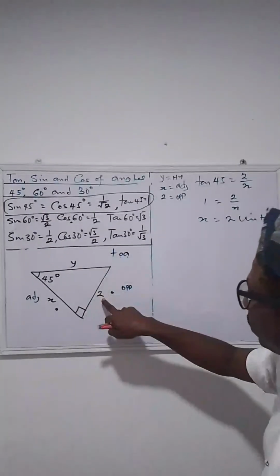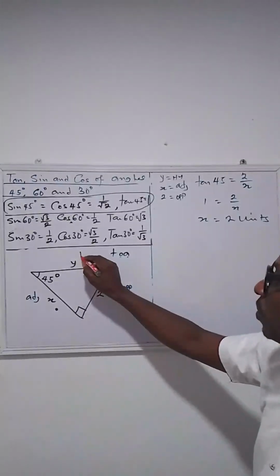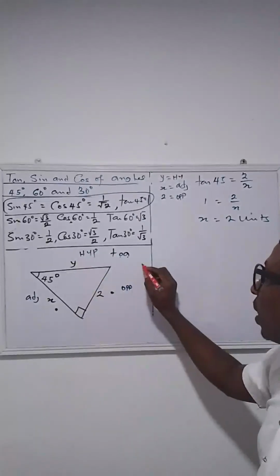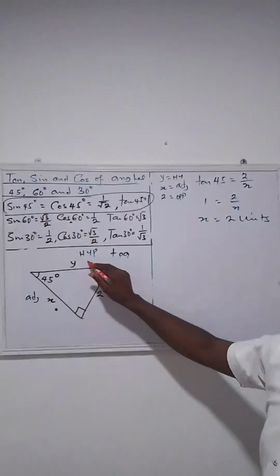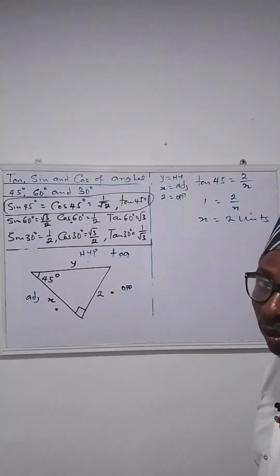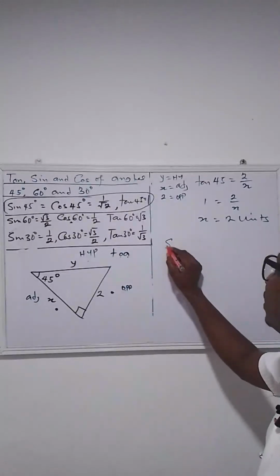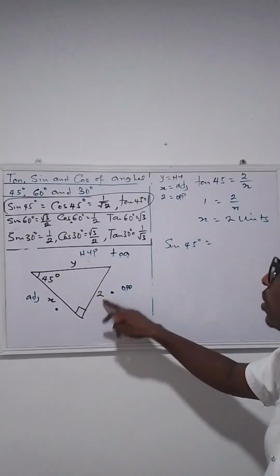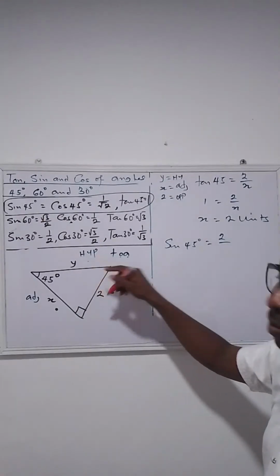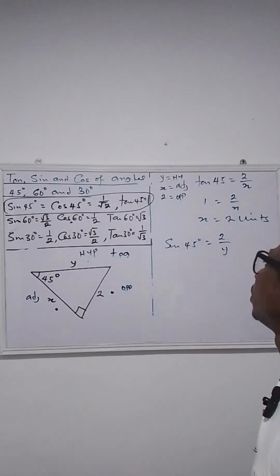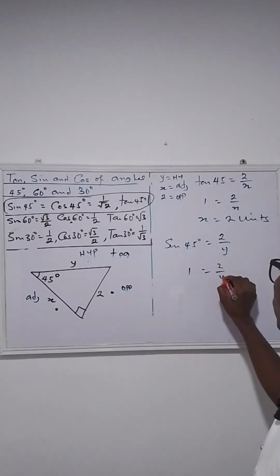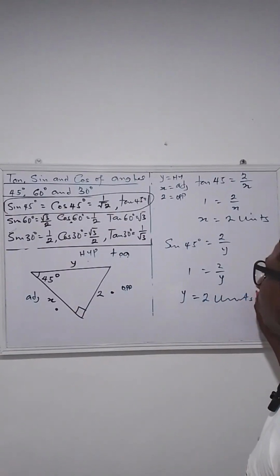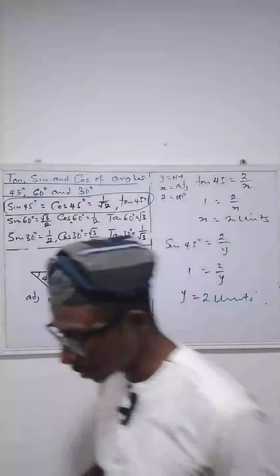So for y, you connect a known side and the unknown side. Don't forget this side is your hypotenuse. All right, now let's compute. So which one is opposite and hypotenuse? So that's going to be your sine. So we have sine 45 degrees equals opposite, which is 2, over hypotenuse. Hypotenuse is y. So that's going to be 1 equals 2 over y. So when you cross multiply, you have y equals 2 units. Okay, so that is the answer to that problem.